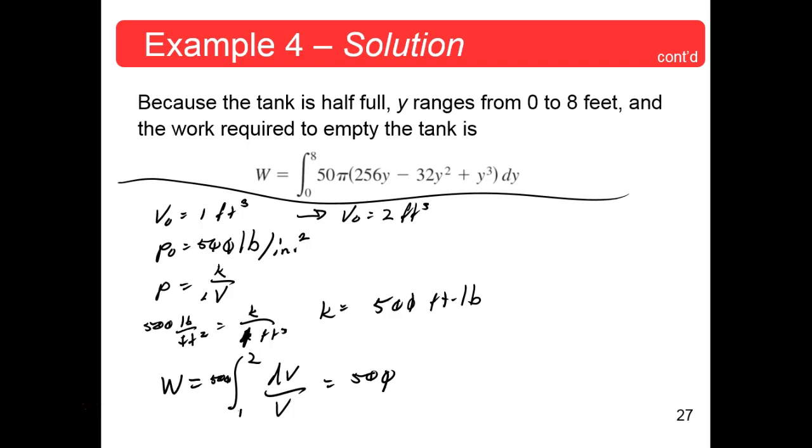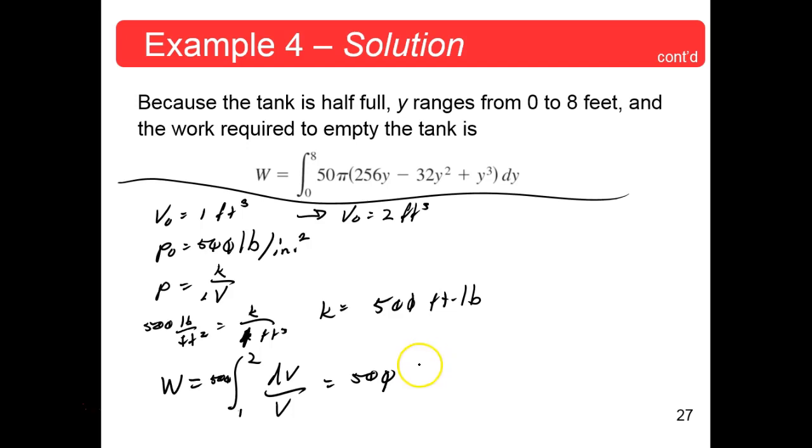The power rule doesn't work here because this would be V to the minus 1, and you would get a 1 over 0. This doesn't work. What's the antiderivative of 1 over x dx? Second? The log of x, exactly.